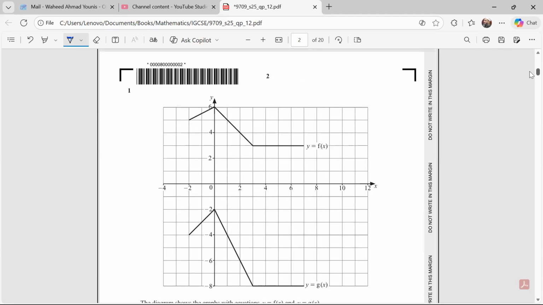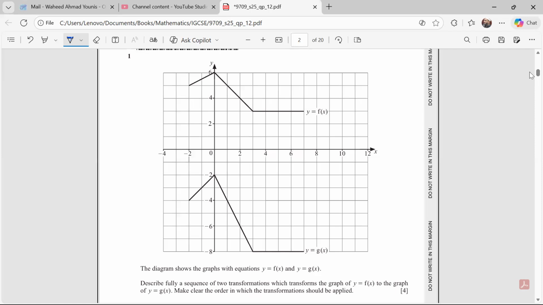Okay, so we are given two graphs here. One is y is f(x) and the other one is y is g(x), and we have to see what kind of transformation will convert this f(x) into g(x). Okay, so you can see there are two ways to do this. Let me do both of them.